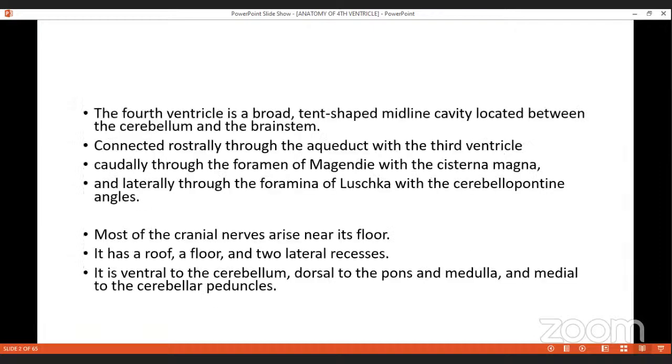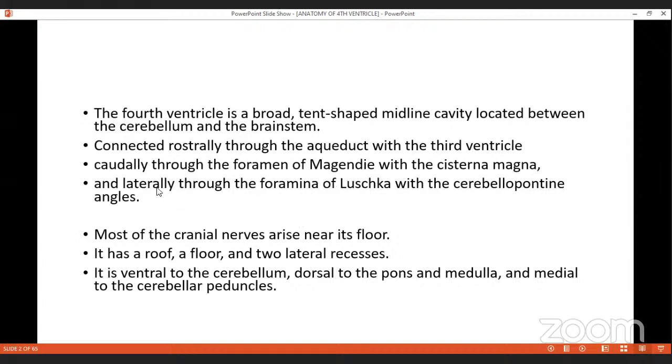So we'll be starting. Basically, the fourth ventricle, as we know, is a broad tent-shaped midline cavity, which is located between the cerebellum posteriorly, and you have the brainstem located anteriorly. The fourth ventricle is connected to the third ventricle rostrally via the cerebral aqueduct of Sylvius, and it is caudally connected through the foramen of Magendie with the cisterna magna in the midline, and it communicates at the obex with the central canal of the spinal cord.